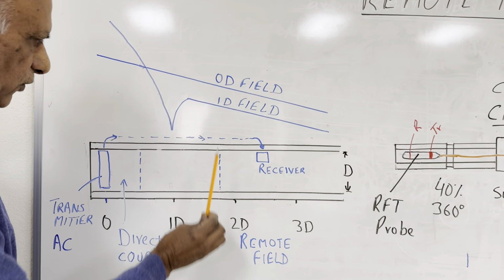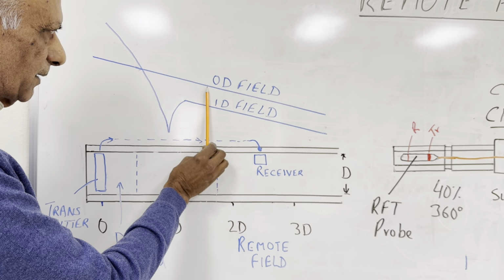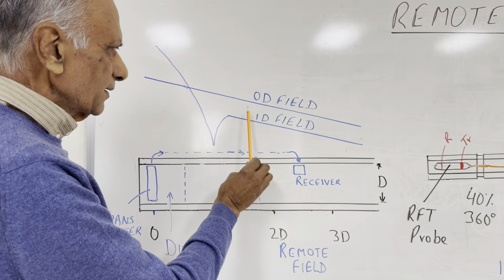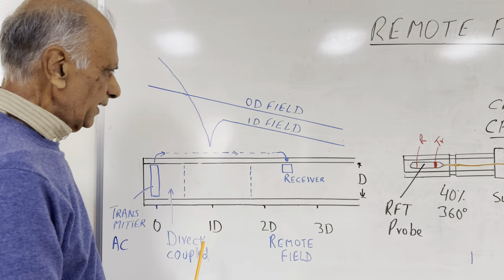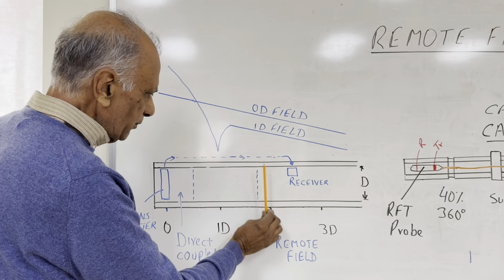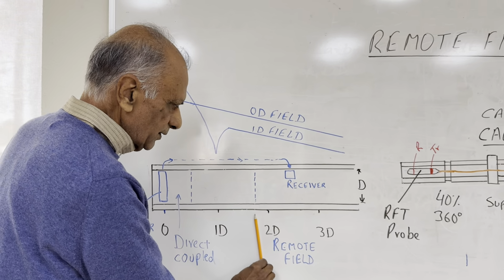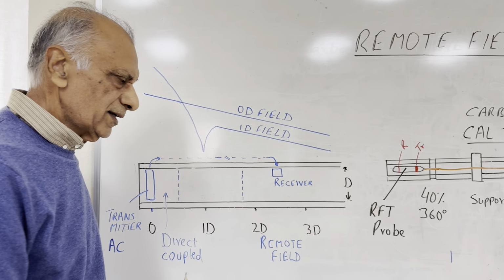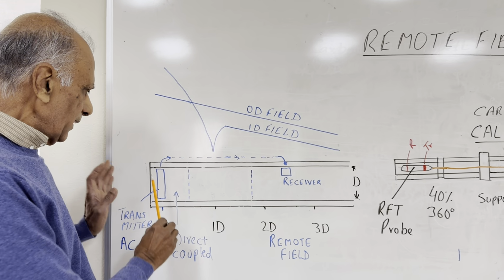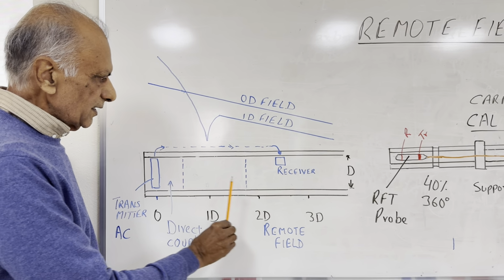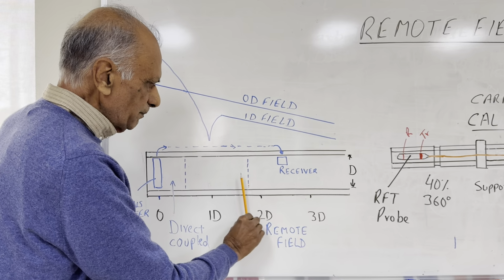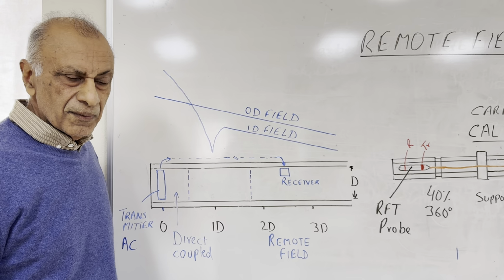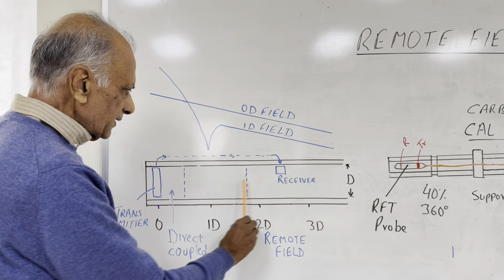Now, going forward from this point, they both become linear. The OD field and the ID field are both linear, just like the way it's shown here. And beyond this point, we have what's called the remote field electromagnetic field. So all the remote field electromagnetic field is done by placing the transmitter here and the receiver at this point, which is past about 2 times the ID of the tube. So this is how it's actually done.